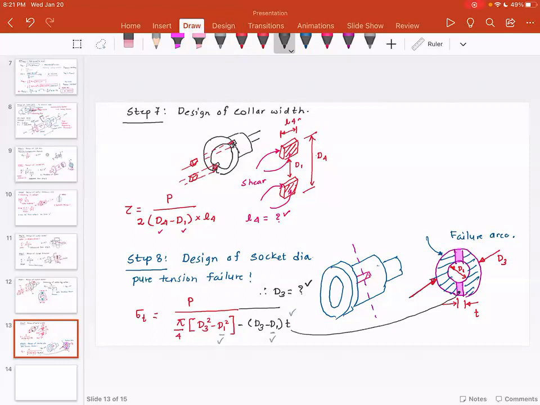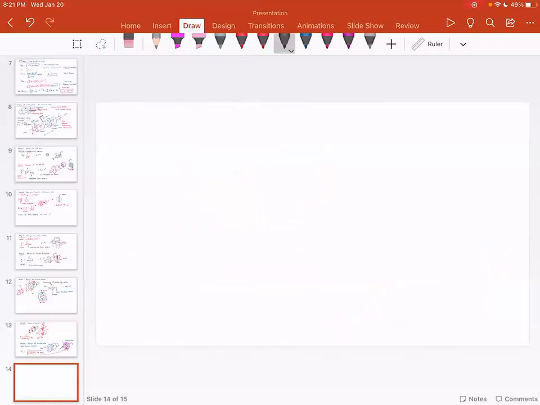The next step, which is step 9, is we have to find out the socket thickness. Now, socket thickness you can design based on the circumferential shear. So here is how the failure can happen. So you have the socket.